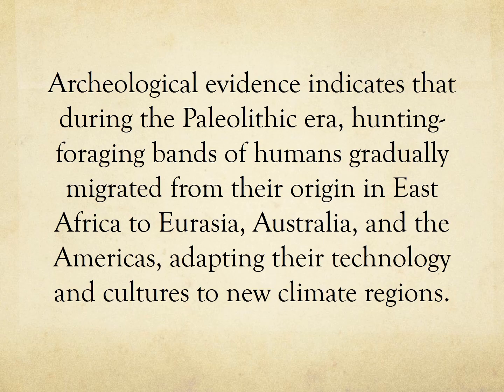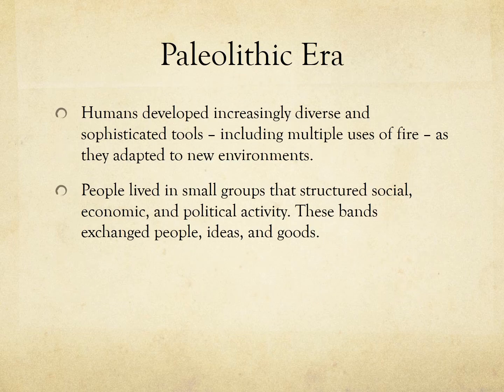Archaeological evidence indicates that during the Paleolithic era, hunting and foraging bands, so hunter-gatherers, gradually migrated from their origins, adapting their technologies to new climates. Humans developed increasingly diverse and sophisticated tools, including multiple uses of fire: to aid in hunting and foraging, to protect against predators, and to adapt to cold environments. People lived in small groups that structured social, economic, and political activity, and within that they exchanged people, ideas, and goods. So you start to see these different civilizations crop up that are sharing ideas.